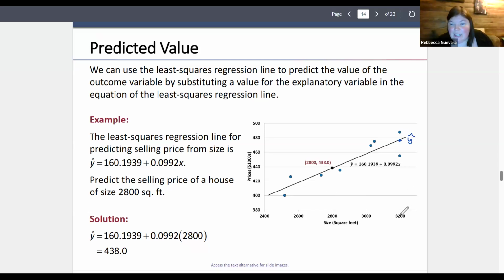We look here, my y hat is saying that if my house is about this size, it's selling for maybe, let's say, 478. When we see this actual value here, this y is actually going to be about 458. There's a $200,000 difference in the price than we predicted. So that's kind of a big price change.